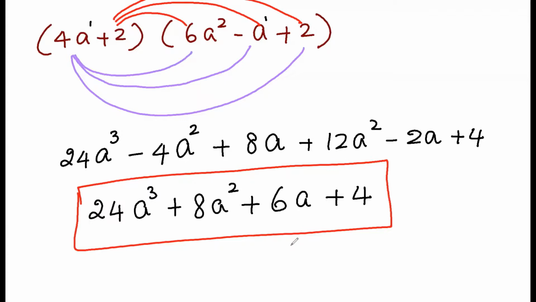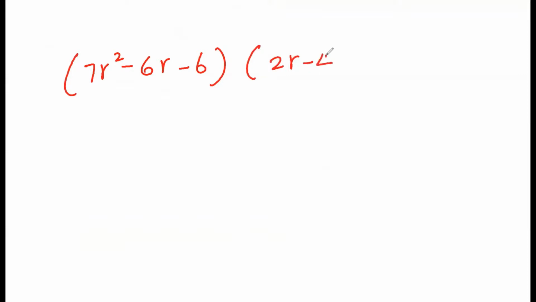I hope this is clear. Let's take a look at another example. 7r squared minus 6r minus 6 times 2r minus 4. Now it is your turn. Go ahead, pause the video, and try this yourself.